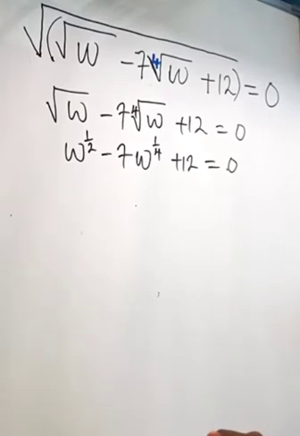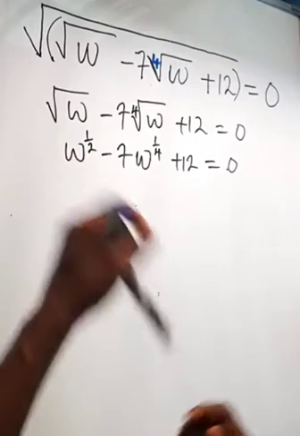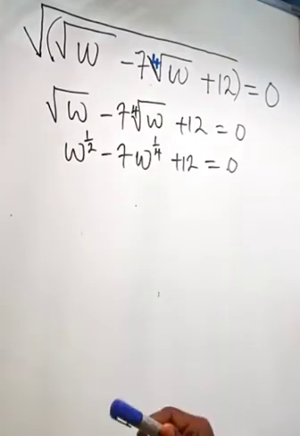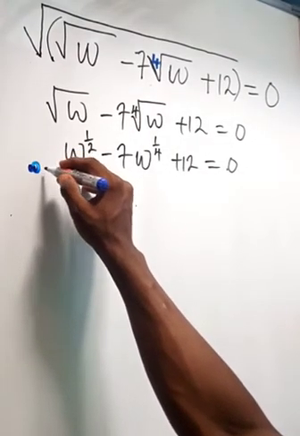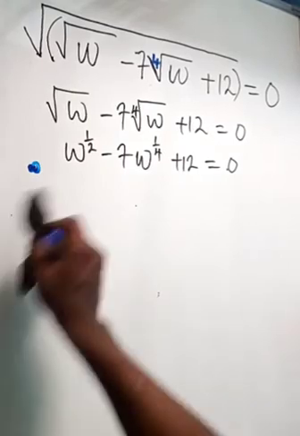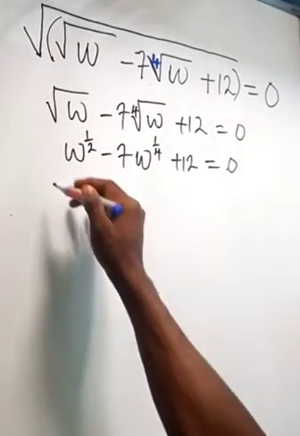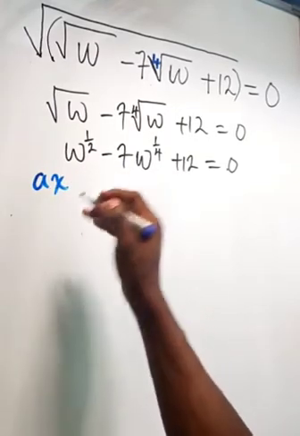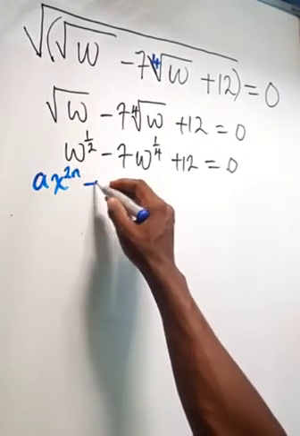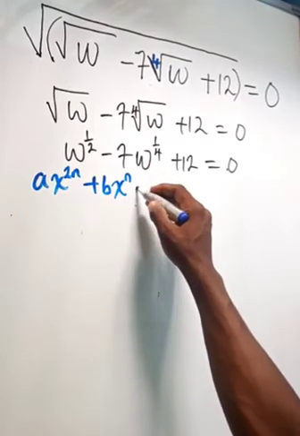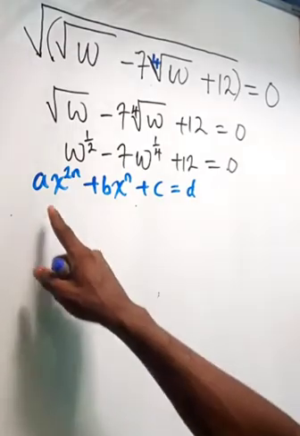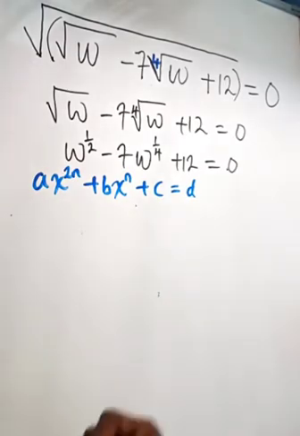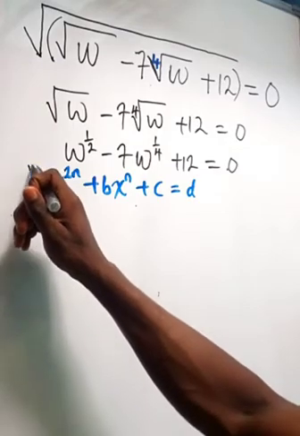Good. And now, the next thing I would like to do here is to make a change of variable. Now, you see this equation? We can reduce this to a quadratic equation. This is what we know: when we have an equation of the form a x to the power 2n plus b x to the power n plus c equals some other constant d, we can reduce this kind of equation to a quadratic, given that it is of that form.